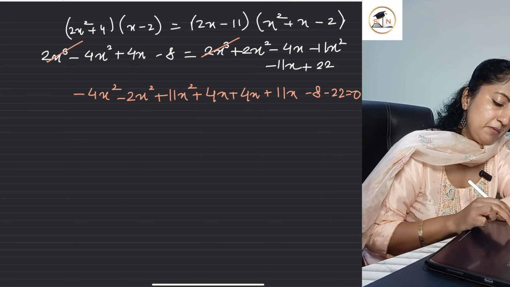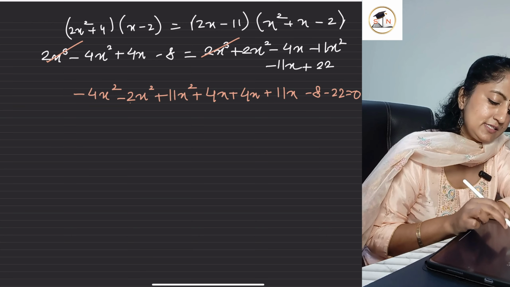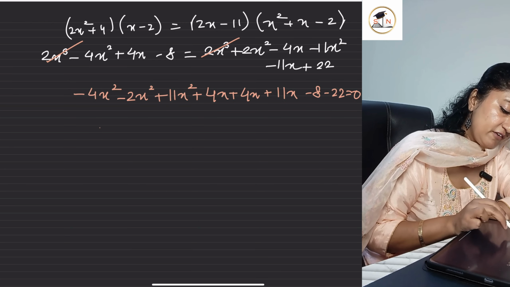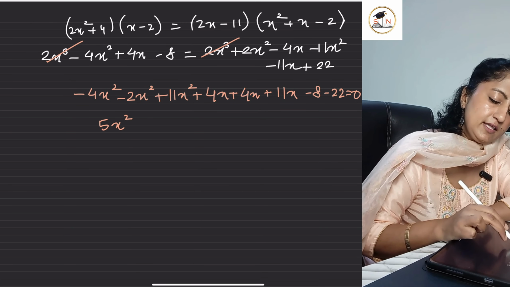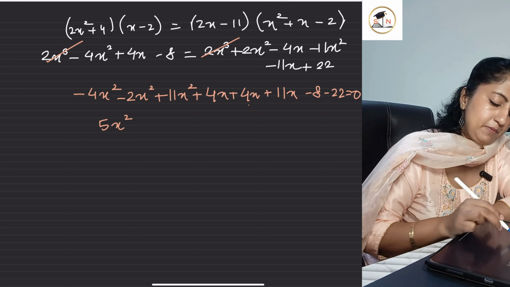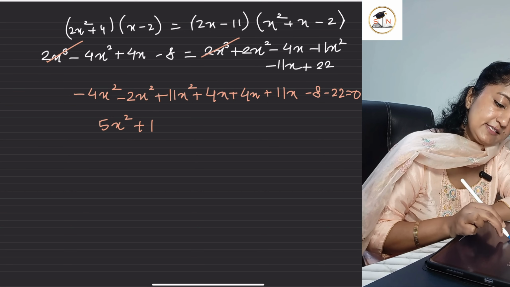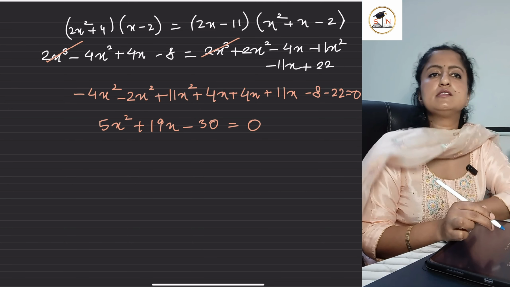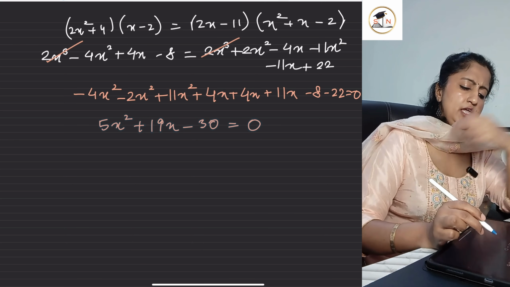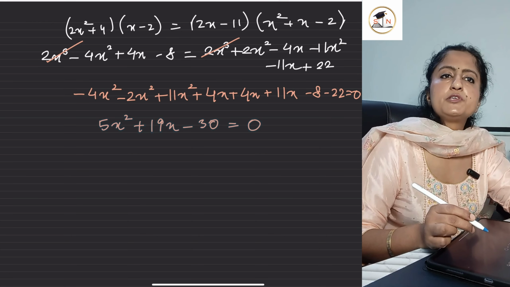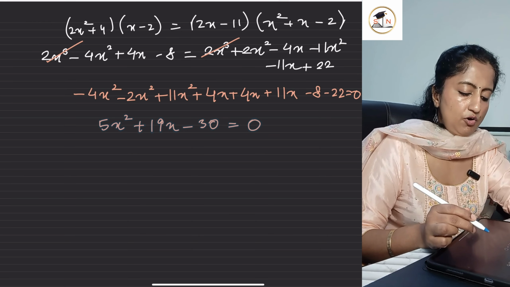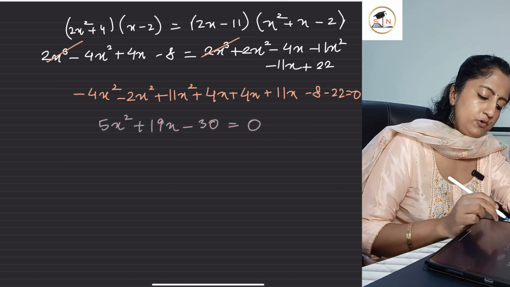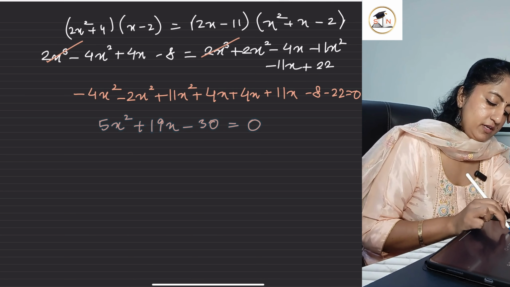Okay. So that gives me minus 4 minus 2 is minus 6. 11 minus 6 is 5. 5x square. Then 4 plus 4, 8. 8 plus 11 is 19x. And the last minus 30 equals 0. Okay. Again, you have both the options over here. Either you apply splitting or quadratic formula. I am going to apply quadratic formula over here.